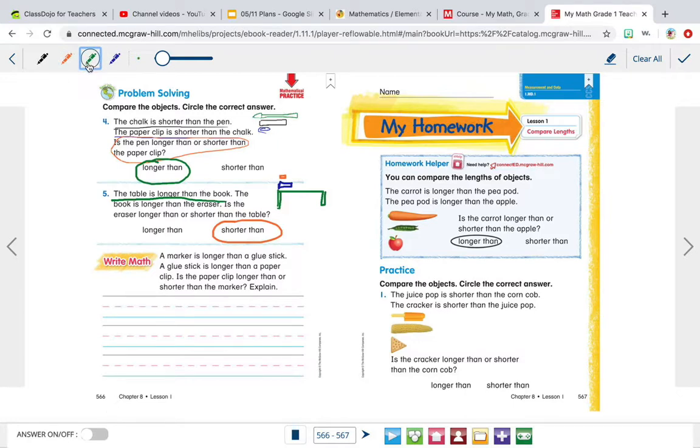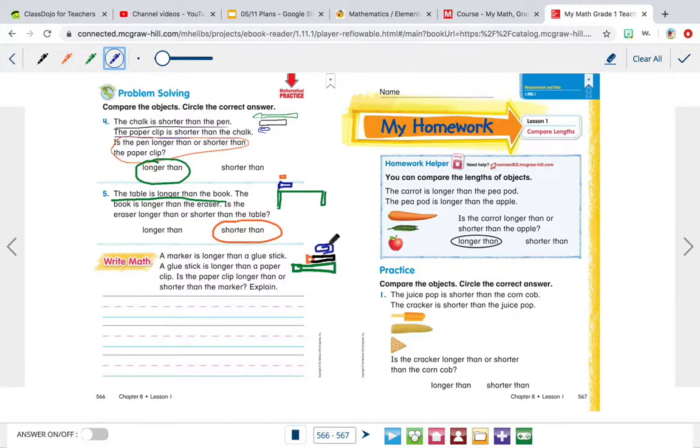So we're going to draw a little marker. Let's make it a little thicker. So here's our marker right here, okay? All right, there's our green marker. The marker is longer than the glue stick. So we're going to draw a little glue stick right here. And we know that the marker is longer than the glue stick, so we're going to make our glue stick shorter, okay? Now it says a glue stick is longer than a paper clip. So now we're going to make our little paper clip. So I'm going to make it right here. Okay, so here's my marker, here's my glue stick, and here's my paper clip.